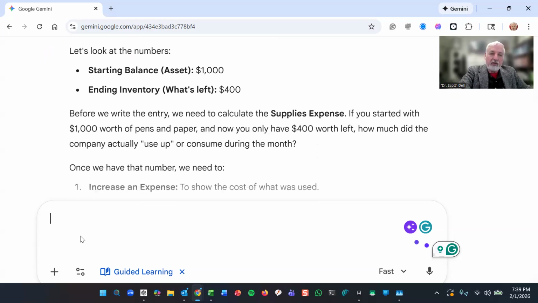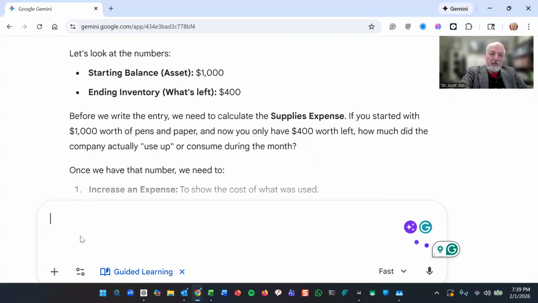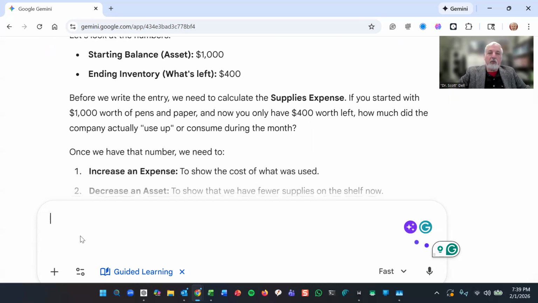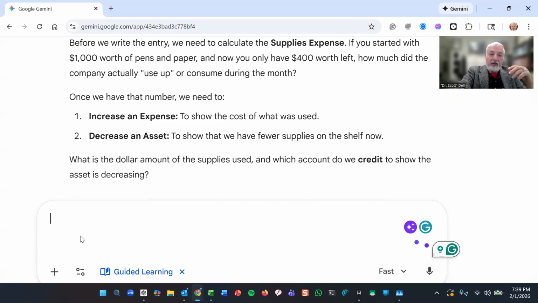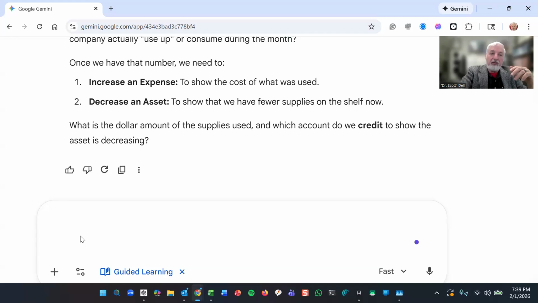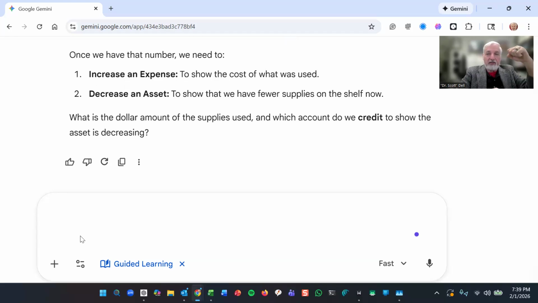Starting balance, $1,000. Ending inventory, $400. Before we write the entry, we need to calculate the supplies expense. How much did we use up? Well, if we start with $1,000 worth of pens, paper, staples, miscellaneous markers, and now only have $400 worth left, how much do we actually use? Well, once we have that number, we need to increase an expense and decrease an asset. That supplies asset no longer is $1,000. And that supplies expense, which started as zero, has incurred some things during the period.